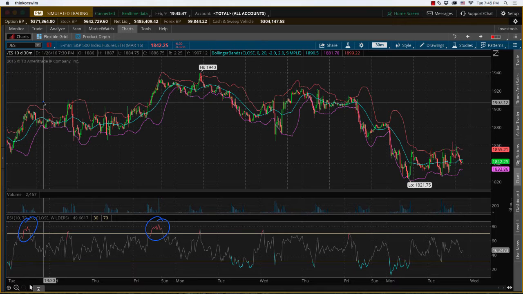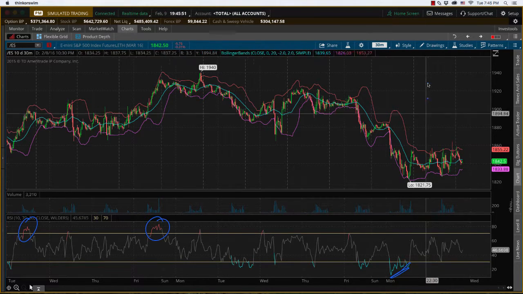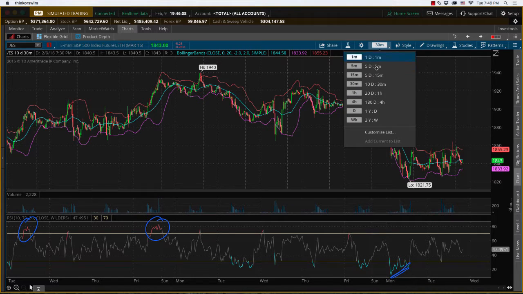So: oscillator divergence, poking outside the Bollinger Band, and we can do it on any time frame. Right now it's on a 30-minute time frame. In the context of a daily time frame, let's change that to 6 months. Let's go here, boom, pointer. There we go, the time frame's kicking in.